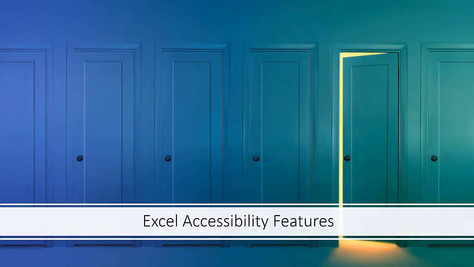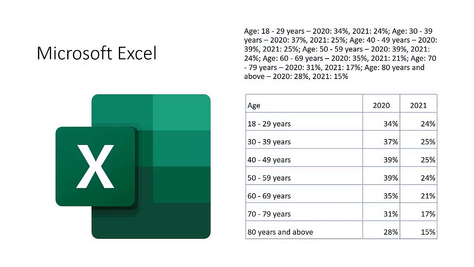So let's talk about the main Excel accessibility features. Just by its nature, Excel is already an assistive technology application. A spreadsheet is a computer application for the organization, analysis, and storage of data in a tabular form so that it can be more easily understood.